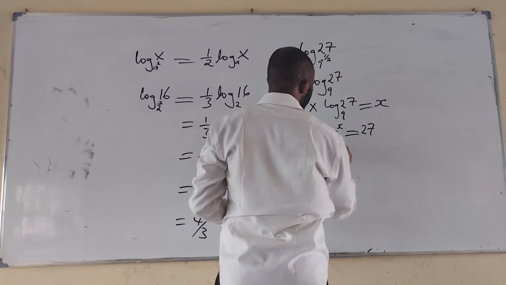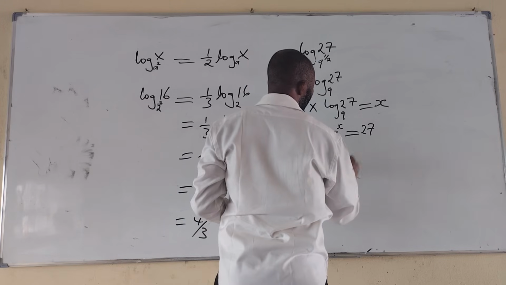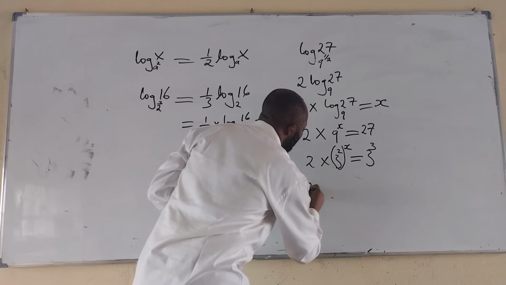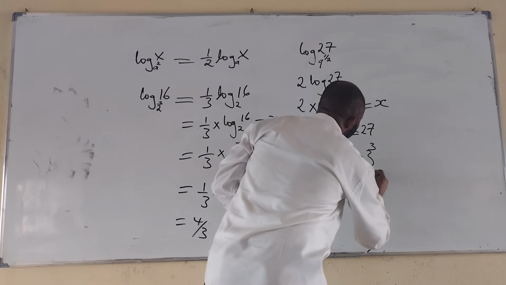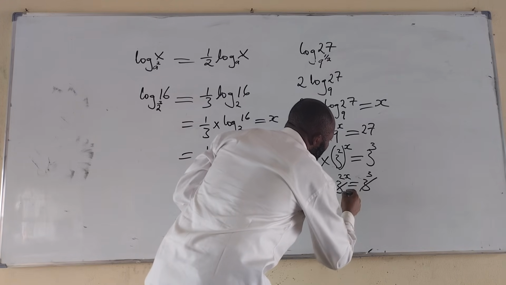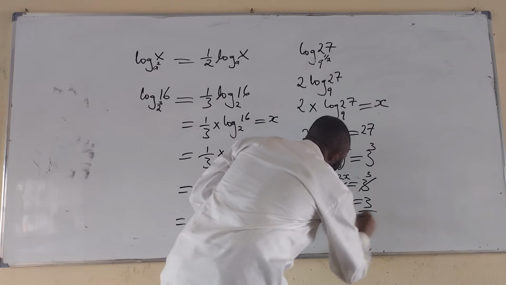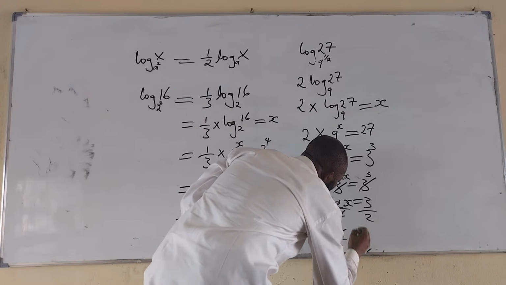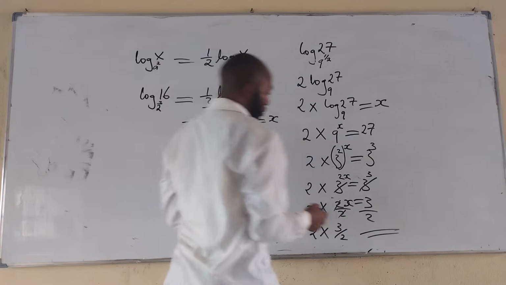9 is the same thing as 3 raised to the power of 2, and 3 raised to the power of 3 will give me 27. So this is 2 times 3 raised to the power of 2x is equal to 3 raised to the power of 3. I can cancel out this. If I want my x, 2x is equal to 3. Divide this out by 2. So 2 times, my x is now 3 over 2, which is equal to 2 times 3 over 2, which is 6 over 2, that is 3.